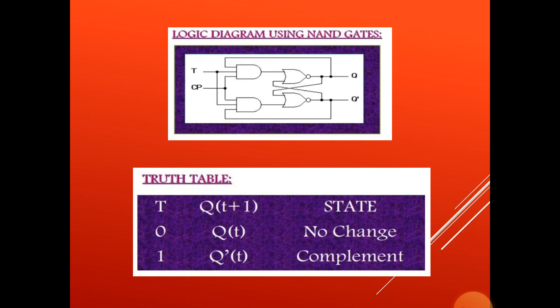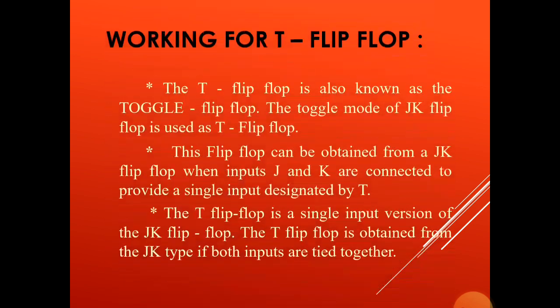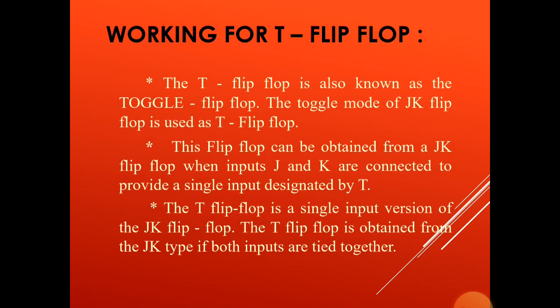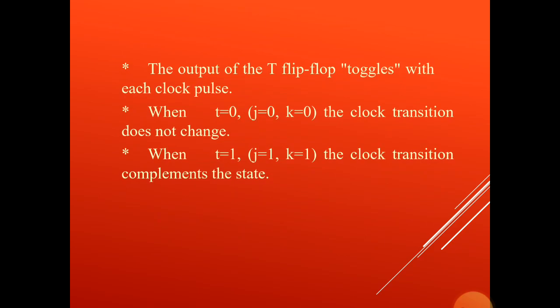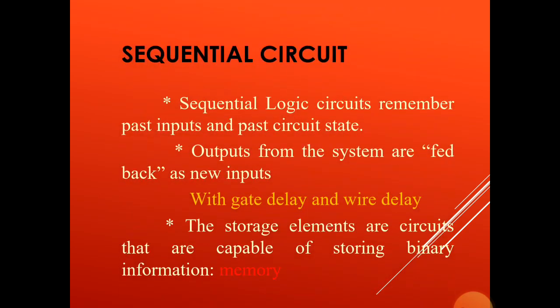In this toggle flip-flop, when 0 is given as the input, the output is Q of T, that is no change. When 1 is given, the output is Q complement of T. 0 to 0 means there is no toggle, so the output is 0. 1 to 1 means in this case also there is no toggle, so the output is 0. 1 to 0 and also 0 to 1 means toggle is there, so the output is 1. So that is the working of the T flip-flop. Because of this toggle, it is used in counter design.